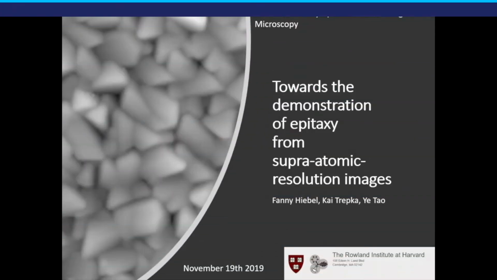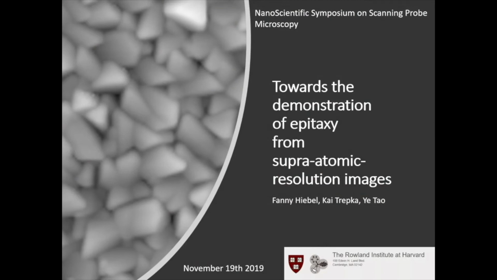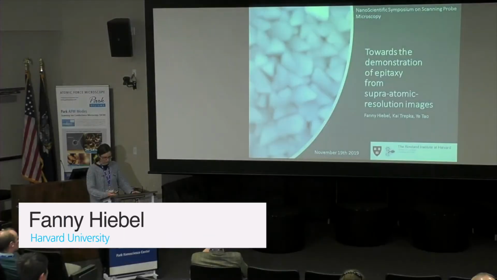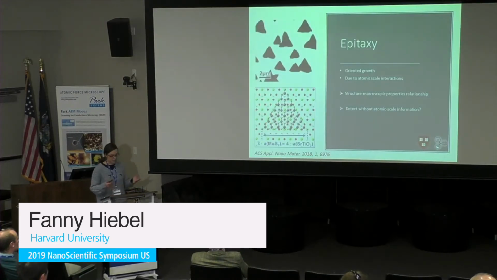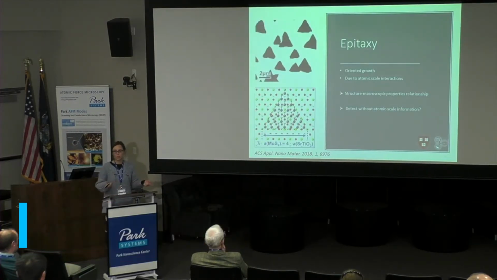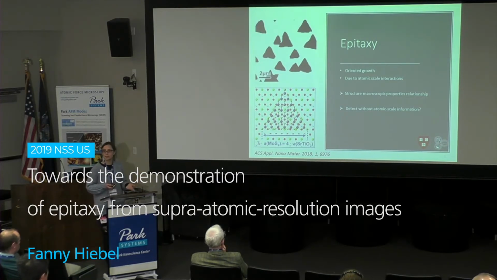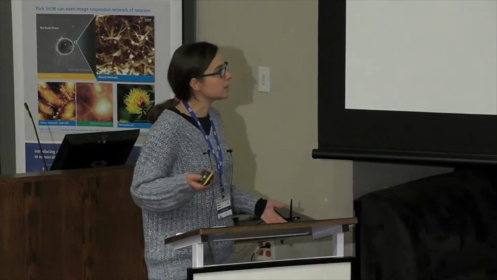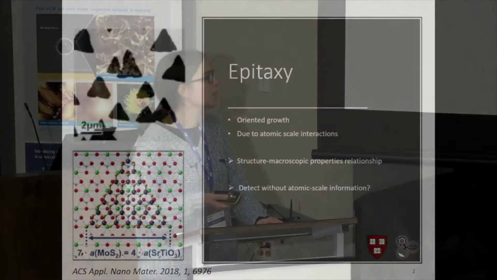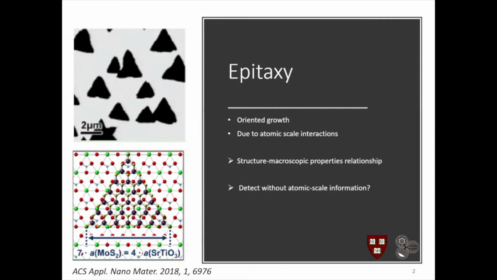So today I'm going to talk to you about a method that we started developing to demonstrate epitaxy from supra-atomic resolution images. So what is epitaxy? Epitaxy is the oriented growth of an overlayer, and it is due to atomic scale interactions with the substrate. And it's important in the study of structure microscopic property relationships. And so our question today that we want to address is, can we detect epitaxy without atomic scale information?